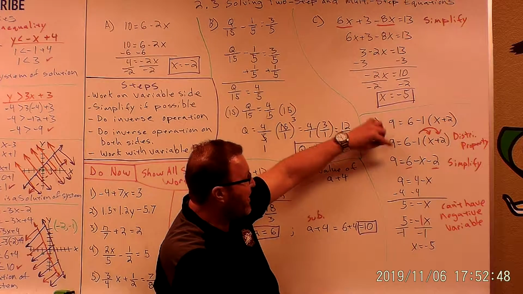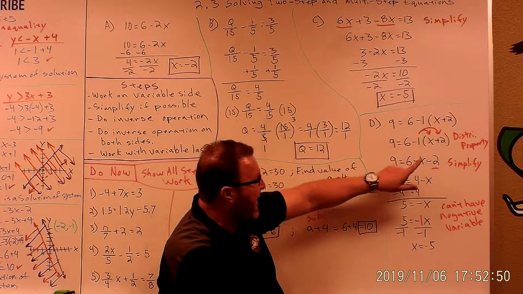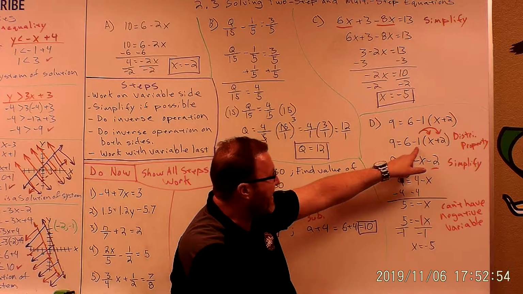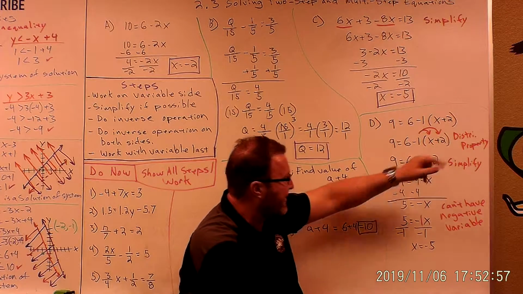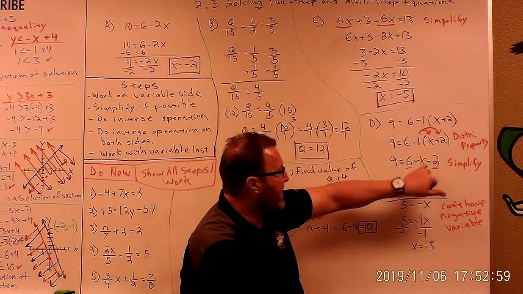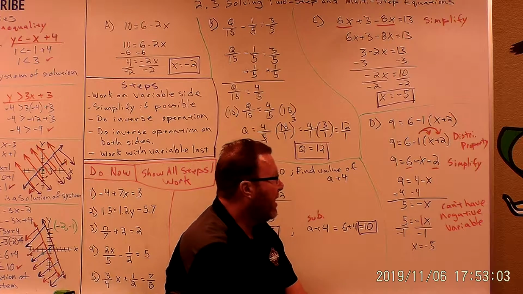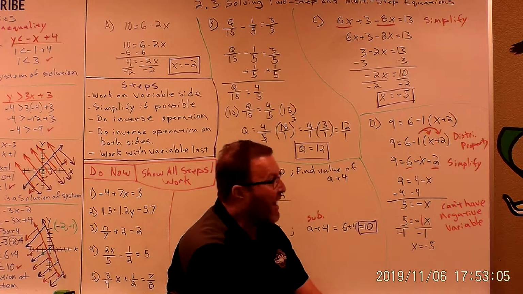So once again, we just bring down the 9, we bring down the 6, don't do anything with that. We can't solve inside here, but we can get rid of these parentheses by taking this negative 1 and multiplying by everything that's inside the parentheses. Negative 1 times x, negative 1 times negative 2, negative 2. Now from here, we can simplify.